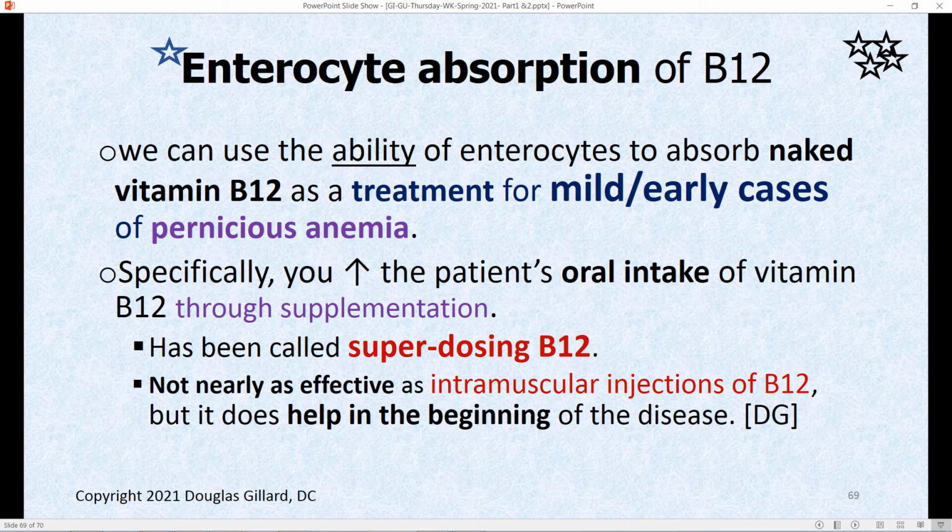Enterocyte absorption of B12. Let's see. So we can use the ability of enterocytes to absorb naked vitamin B12. It can be used to treat early cases of pernicious anemia. It's called superdosing vitamin B12. Eventually, you're going to need intramuscular injections, though.